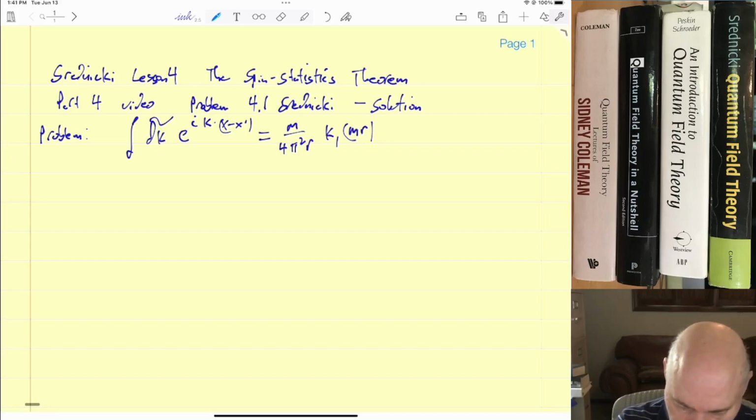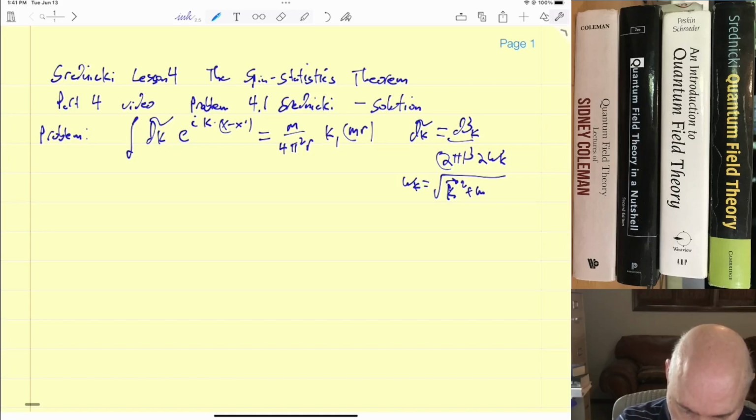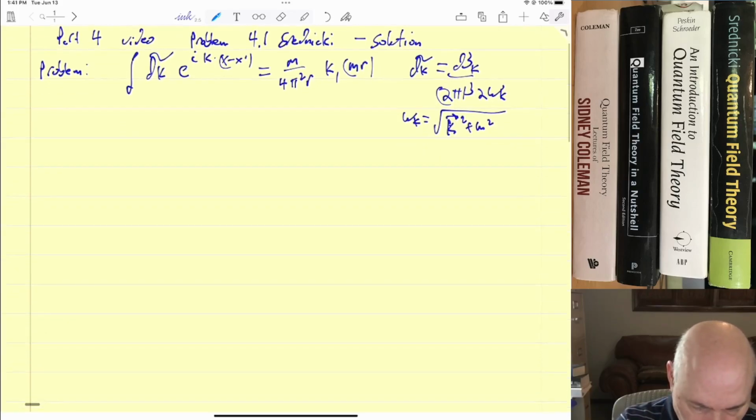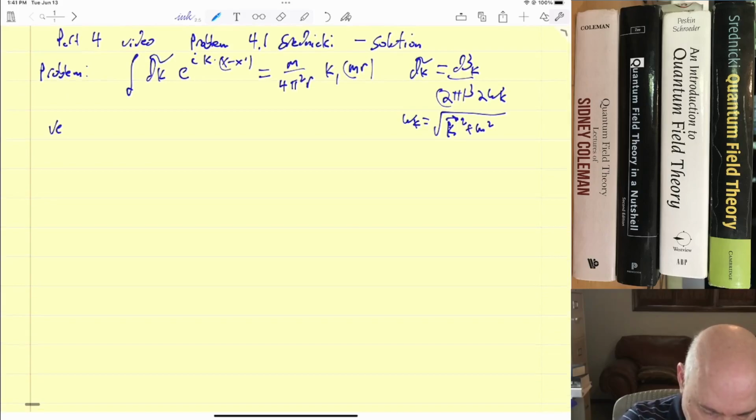Now, remember that d tilde k is equal to d3k over (2 pi)^3 2 omega k. Omega k is equal to the square root of k squared plus m squared. And we also want to verify the limit for a massless particle as m goes to 0.